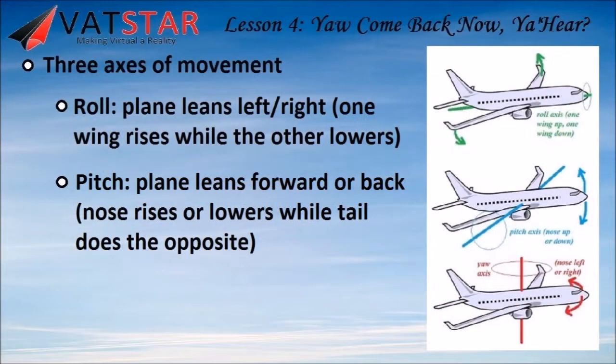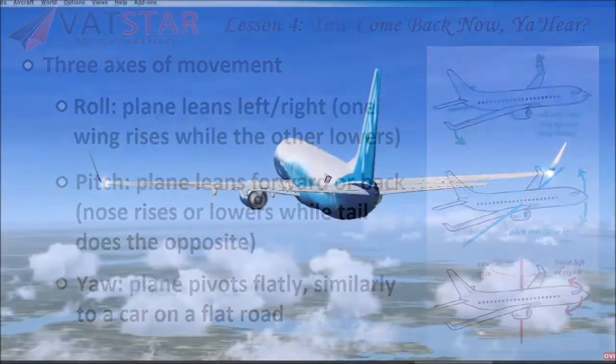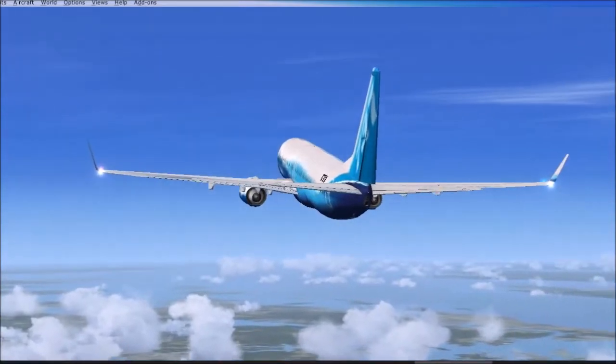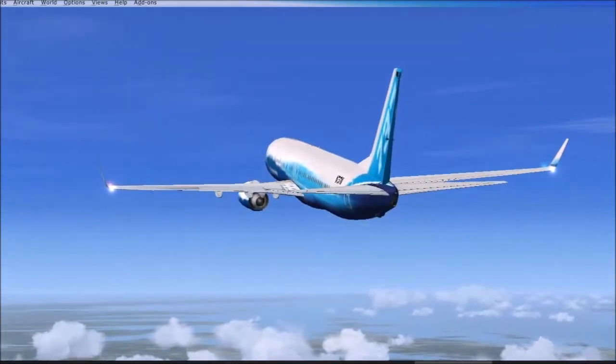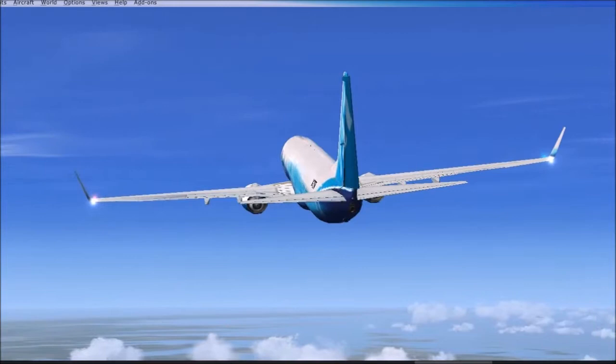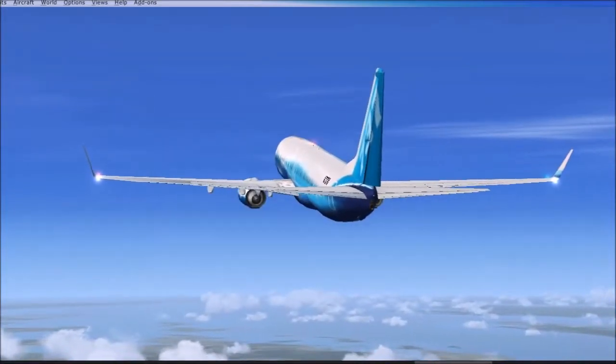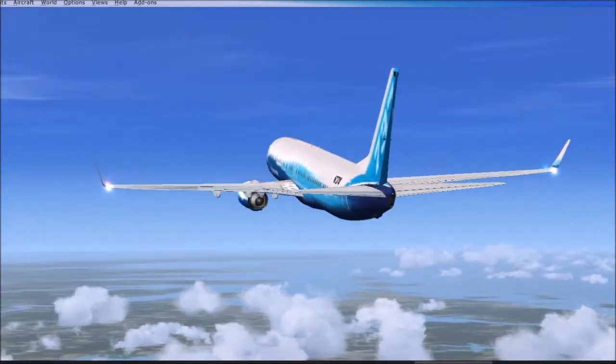Finally, the yaw axis. If you think about a car turning on a flat road, that's rotation on the yaw axis. Now, obviously, the body of the car rolls a little bit too, but mainly it's turning on the yaw axis. Now, planes don't typically turn in this fashion, but we'll talk about why in a later lesson.